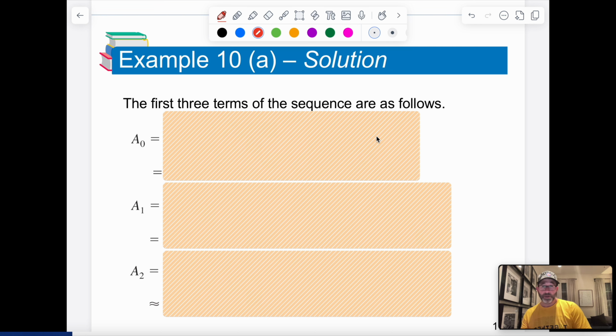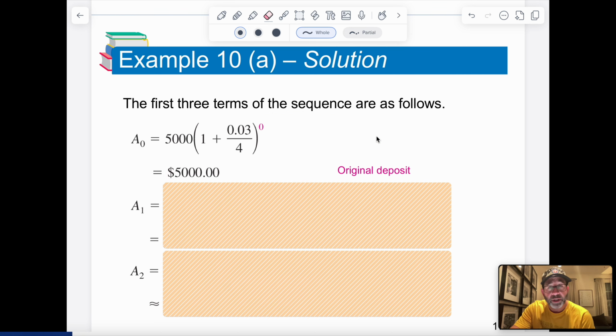So if I say, let's find the 0 term, we're going to put in a 0. So 5,000 times 1 plus 0.03 over 4 raised to 0. So at the beginning, we have 5,000. That should make sense, right?